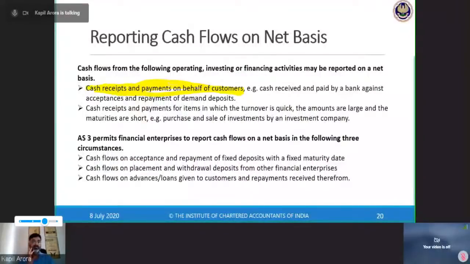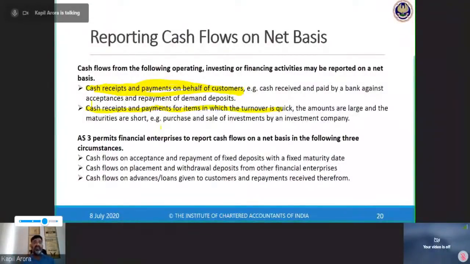On the other side, it says cash receipt and payment for items in which turnover is quick, where the amount is large and maturity is short. For example, I am in the trading business. I buy investment, sell investment, make money out of it. There also I am allowed to show the net amount of cash flows. I can take the option for not showing the gross amount in both cases.